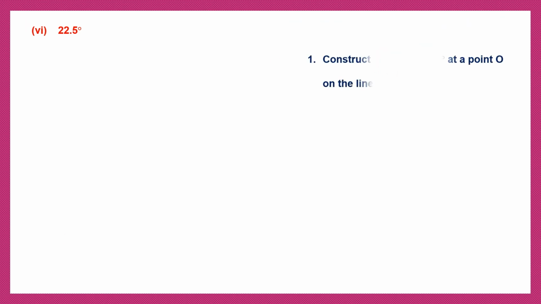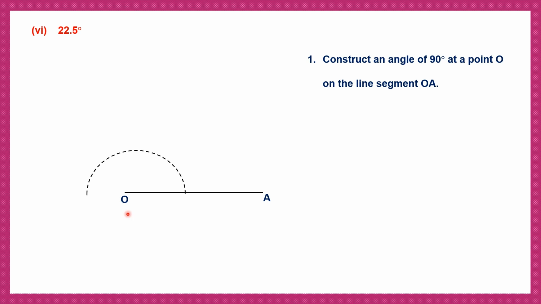So let's begin. First step, construct an angle of 90 degrees at a point O on the line segment OA. So here at this point, we have to construct an angle of 90 degrees. Follow all the steps of construction. You have the main arc and then you have to cut from here. You have to cut 60 degrees, you have to cut 120, and then two more arcs here and then join. So that's how you get 90 degrees.